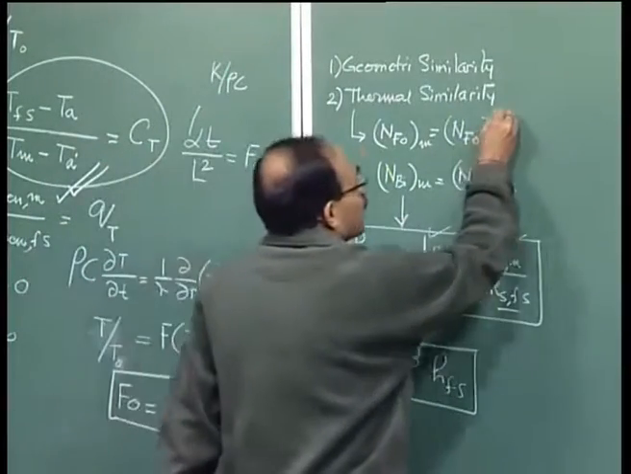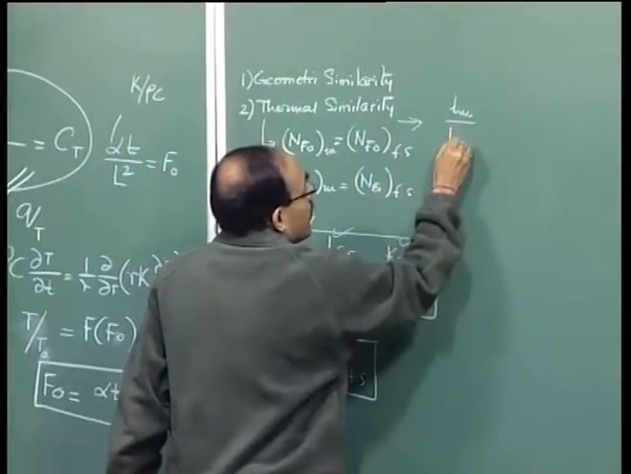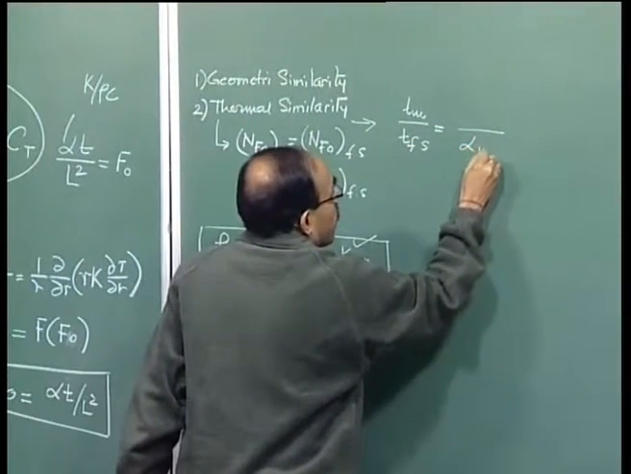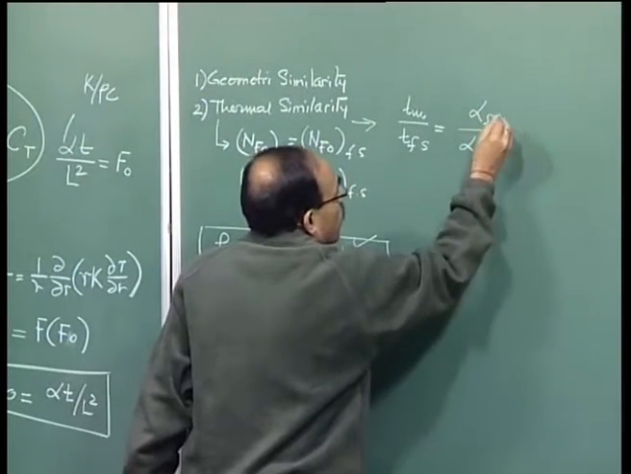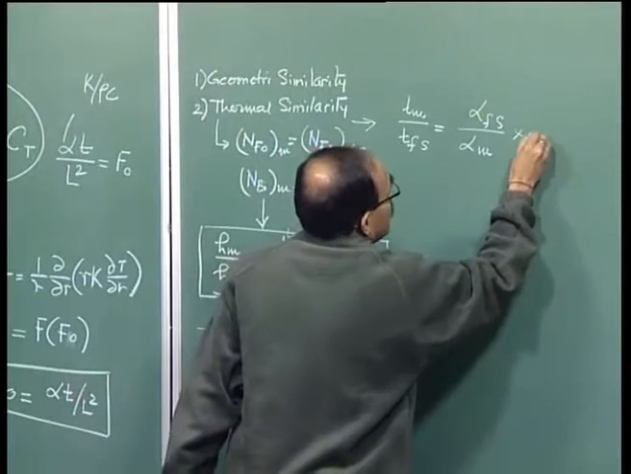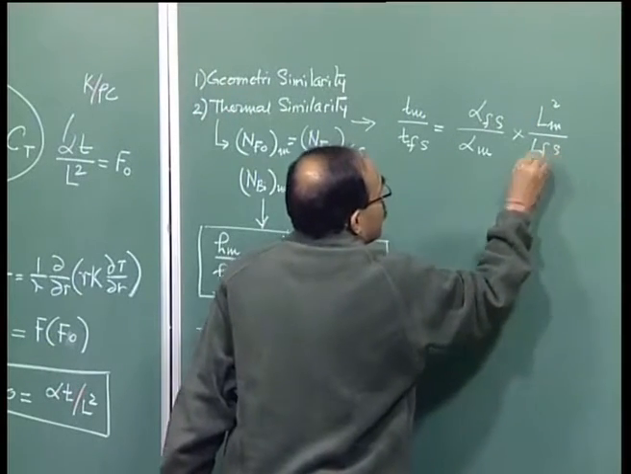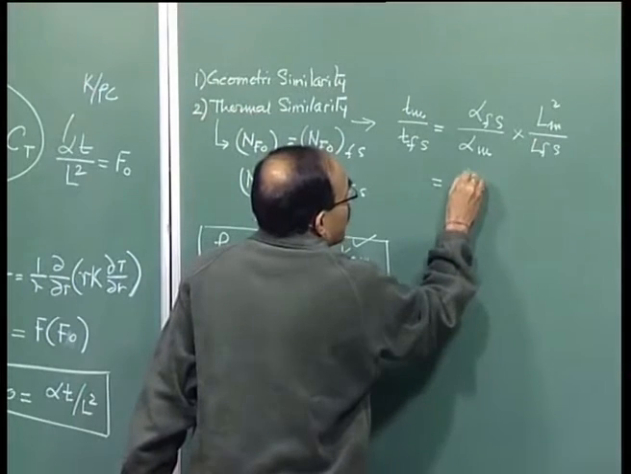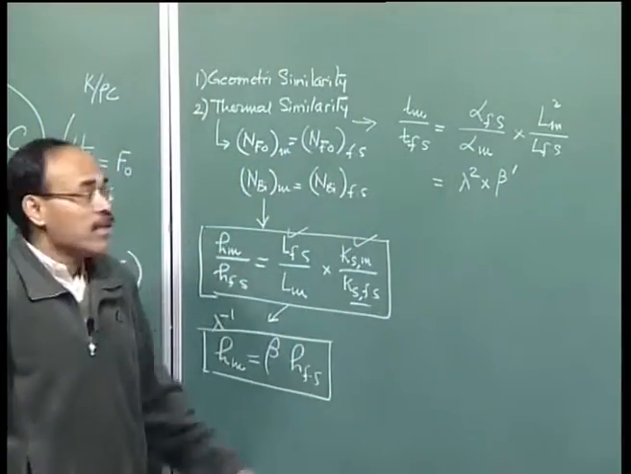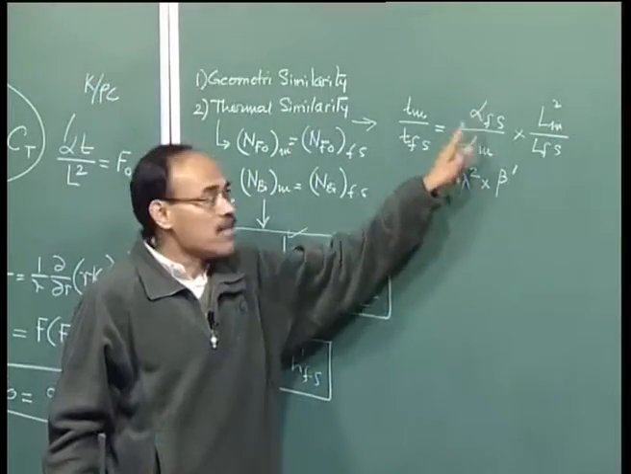Similarly, the Fourier number equivalence will tell me that I have T model by T full scale, that is going to be alpha model over alpha full scale, so alpha T and then L square. So, this is going to be L model square and L full scale square, which is equal to lambda square into some constant, maybe beta prime. Thermal conductivity, this is K divided by rho C. So, these are material dependent properties, thermal diffusivity.